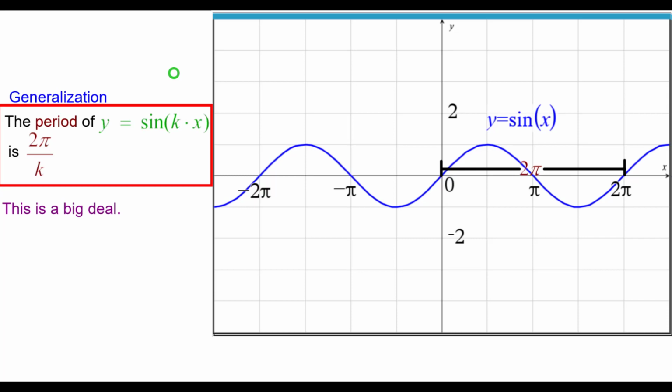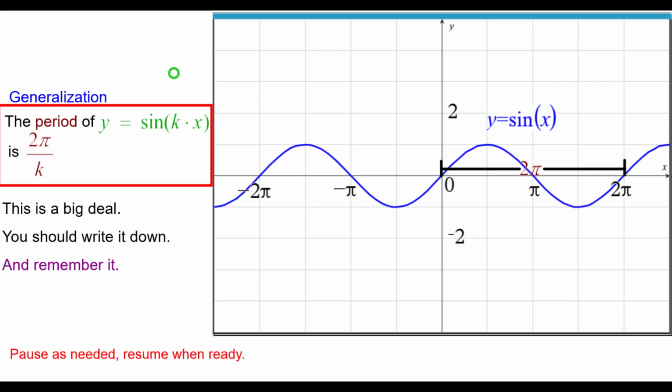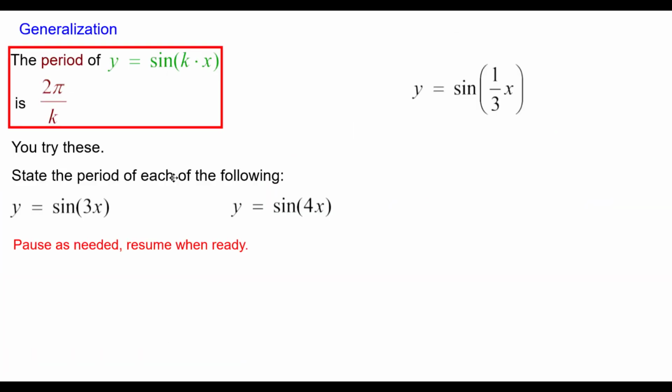Now, this is a big deal. Probably should write it down and remember it. Press pause as needed. Let's go ahead and see if we can apply this. Here are 3 examples where we give the equation in terms of sine, and we want you to just state the period of each of the following. Pause as needed. Resume when you're finished.